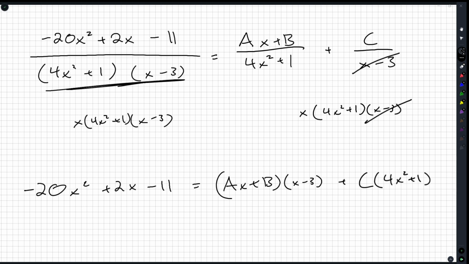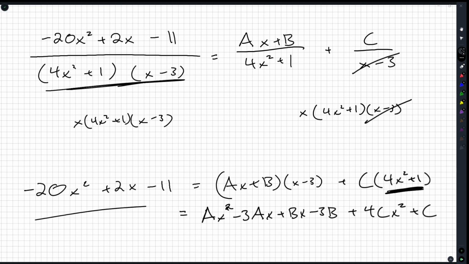Now, if we were just dealing with distinct linear factors, you would very easily be able to choose some values of x to plug in here to make your life a lot easier. What I find with an irreducible quadratic is that I can't choose any x to make 4x squared plus 1 equal to 0, which is what makes it irreducible. So the best thing for me is to expand out the polynomial on both sides. We get ax squared minus 3ax plus bx minus 3b plus 4cx squared plus c.